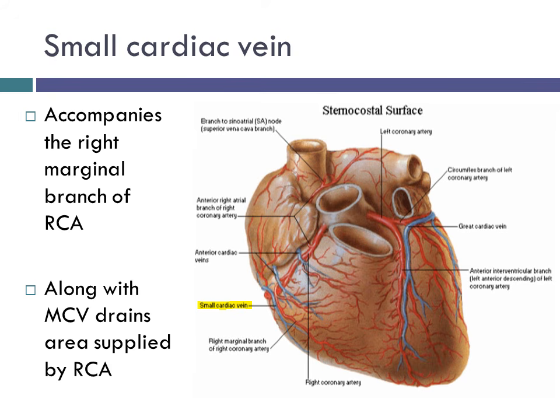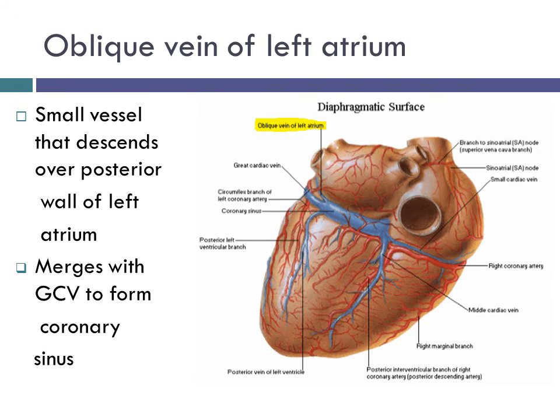Also, sometimes another vein is present which is known as the right marginal vein, and this right marginal vein also accompanies the marginal branch of the right coronary artery. It either empties into the small cardiac vein or directly opens into the cavity of the right atrium.